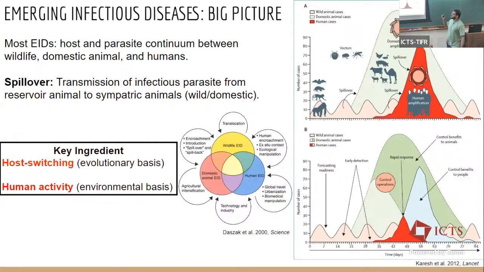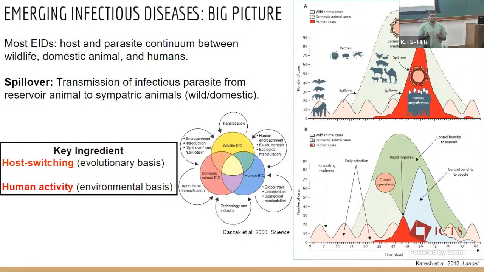A very general point for emerging infectious diseases: in most of the infectious diseases, there is a host and parasite continuum between wildlife, domestic animals, and humans. A very nice review and representation shows that whenever there is close proximity of humans, or humans and domesticated livestock, with wildlife, that's where the chances increase a lot of having a spillover.